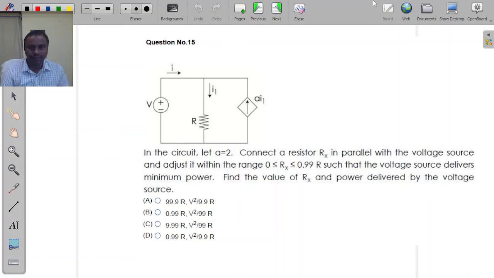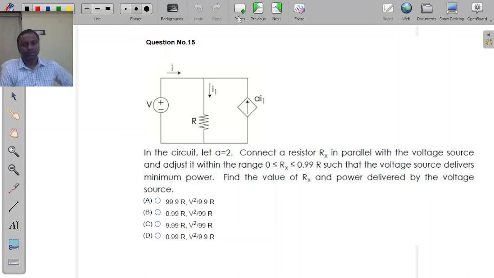In the circuit, they have given one dependent source, one independent source, and a resistance R, with dependent source constant A. The task is to connect a resistance Rx in parallel with the voltage source and adjust it within the range 0 less than or equal to Rx less than or equal to 0.99 R such that the voltage source delivers the minimum power. Find the value of Rx and the power delivered by the voltage source.